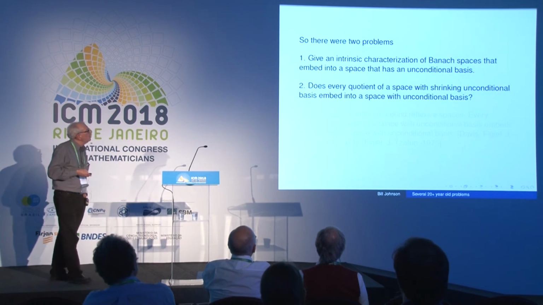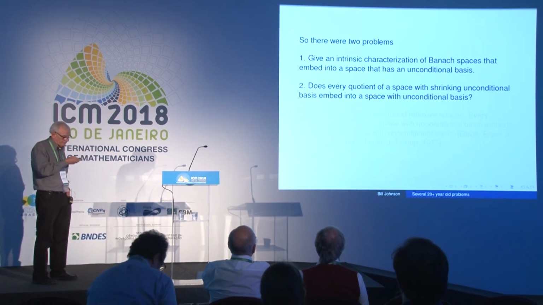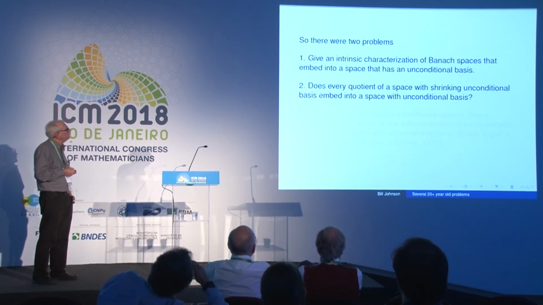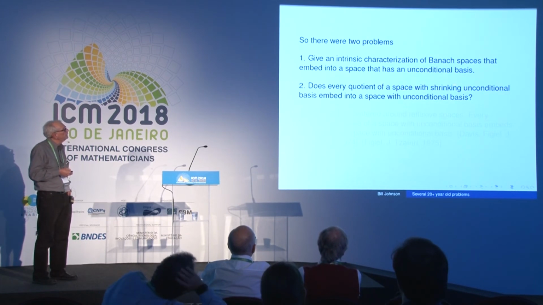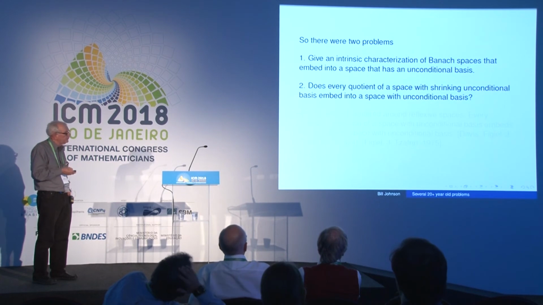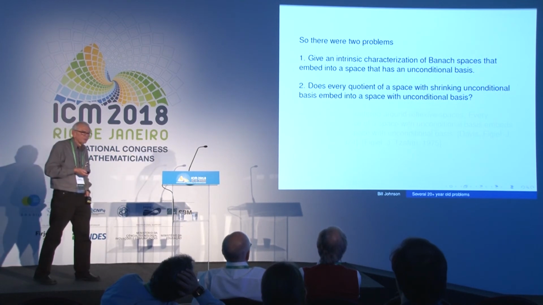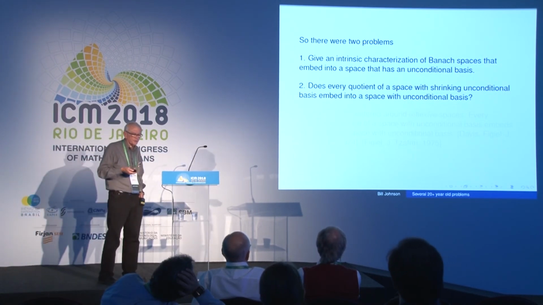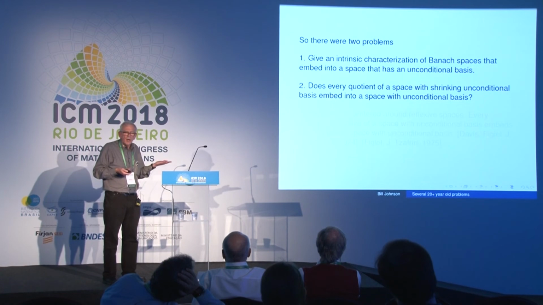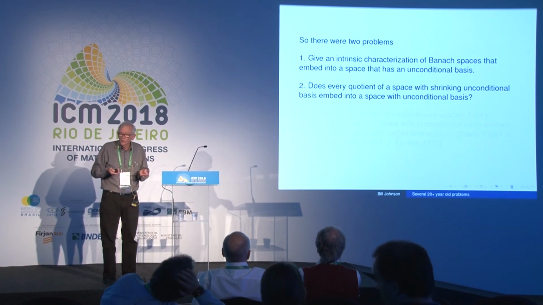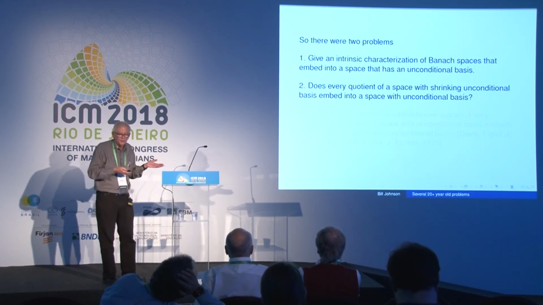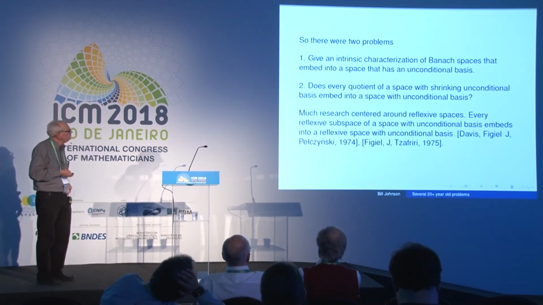So there are these two problems. The first one I already mentioned, the second one I just implicitly talked about. Is this a sufficient condition to have an embedding? Let me just say, shrinking in the second one is really important, because if a space has unconditional basis not shrinking, then it has a complemented subspace isomorphic to little l1, and every separable Banach space is a quotient of it, and so you can't say anything.